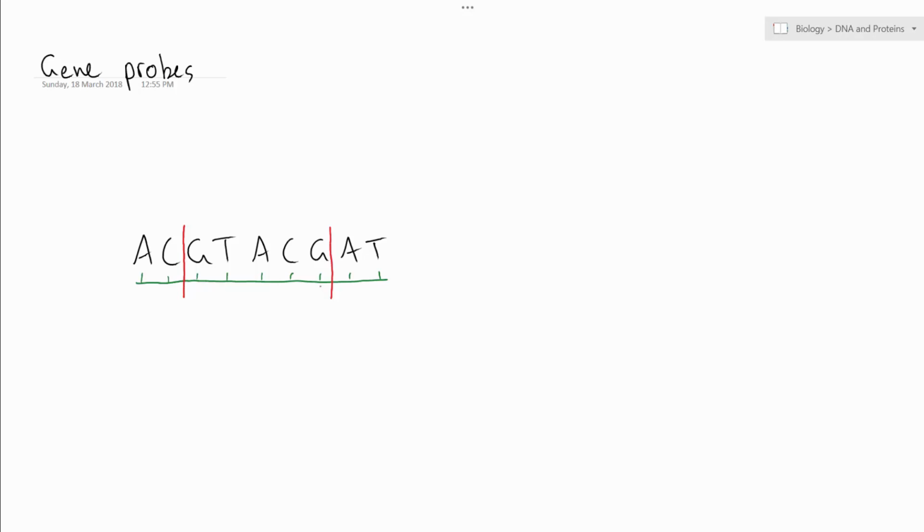So gene probes are single-stranded segments of either DNA or mRNA, and what we do with them is we create them in a lab so that they're complementary to a gene that we want to locate or a segment of DNA that we want to locate, and we mark them. And then when we introduce the gene probe, it will go in, bind in a complementary manner to a segment of DNA of interest, and we can then see where it is.